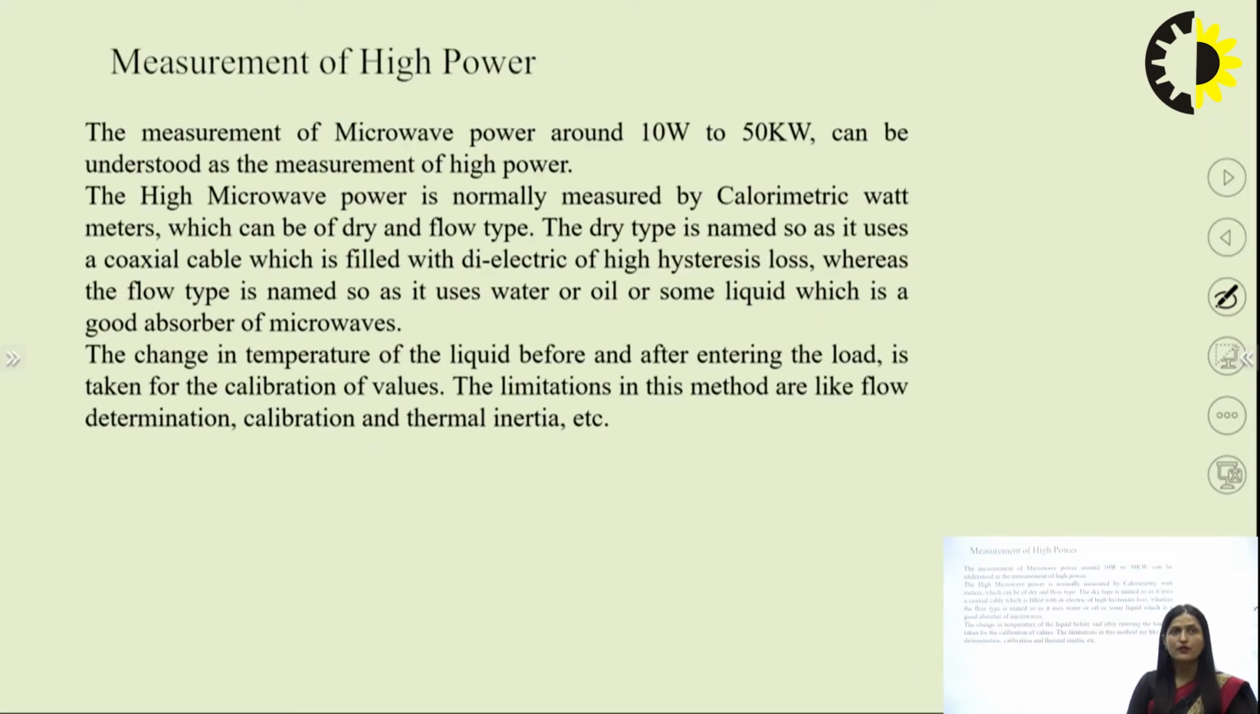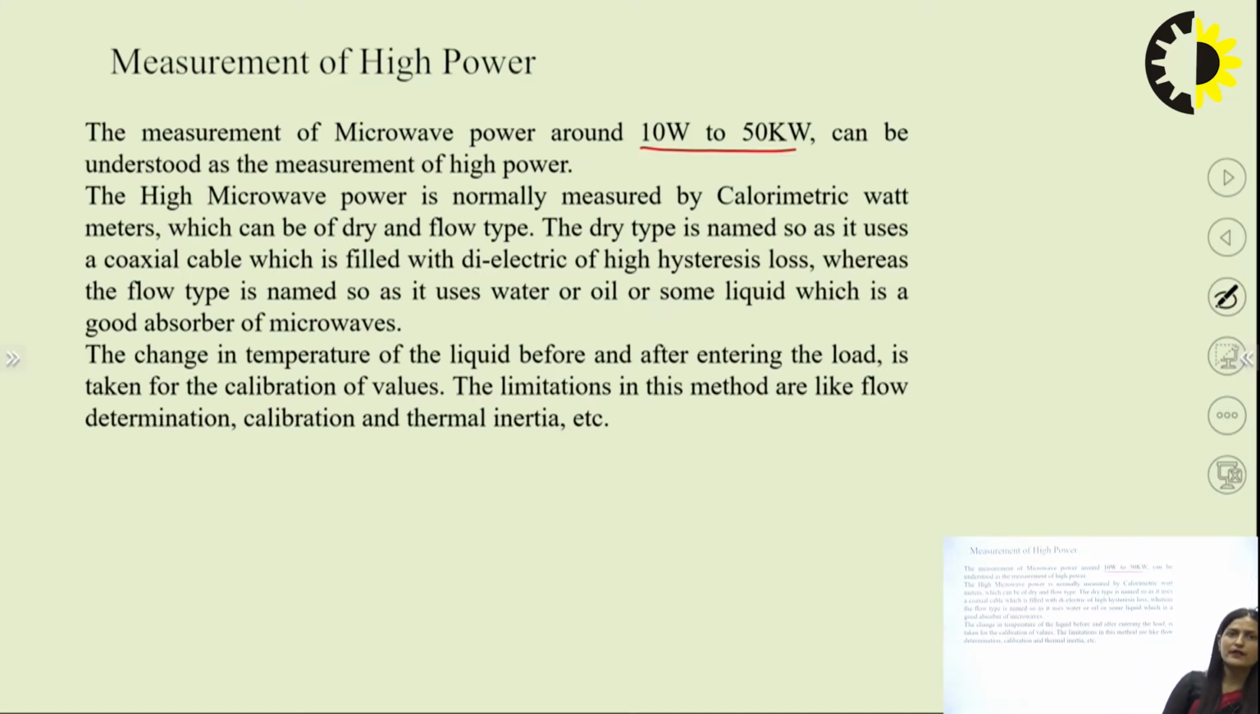Next is the measurement of high power. High power means the power greater than 10 watt and up to 50 kilowatt can be considered as high power. High power is normally measured by a calorimetric wattmeter, which can be of dry or flow type.